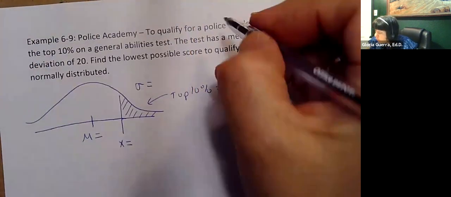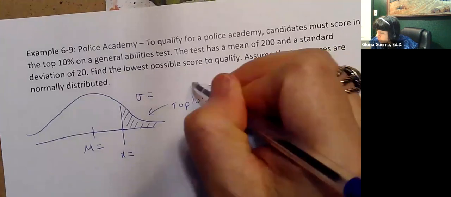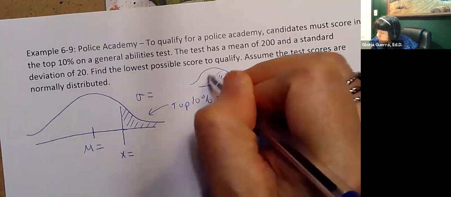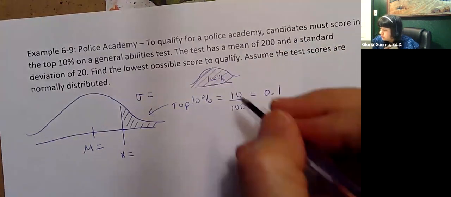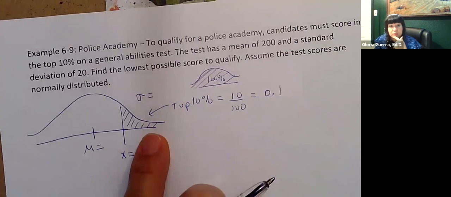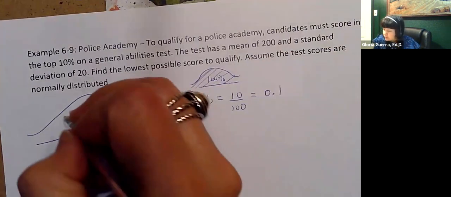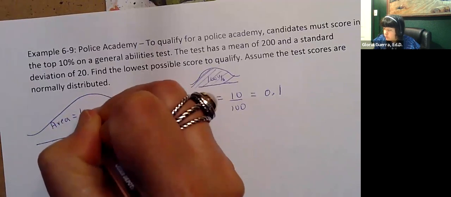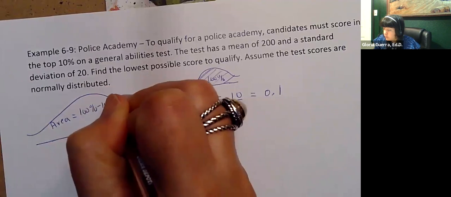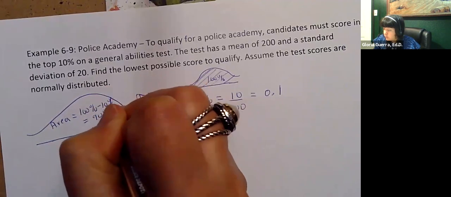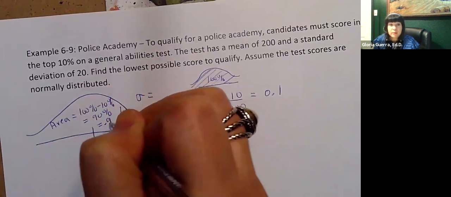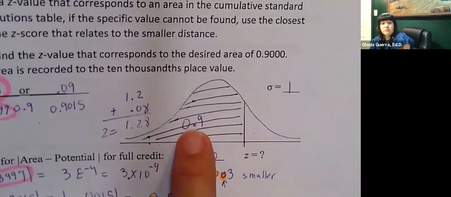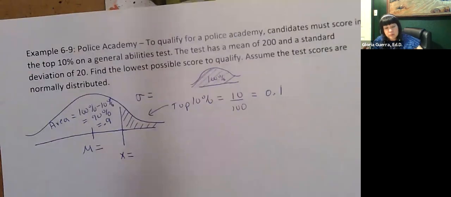And it's because remember the whole graph underneath the curve is 100%, right? The whole area underneath the whole curve is 100%, right? And so you want the top 10%. If this is 10%, then this area here is going to have to be 100% minus 10%, which is 90%, which is 0.9. Okay, and that's reflective of this, see? That's reflective of this. Okay.